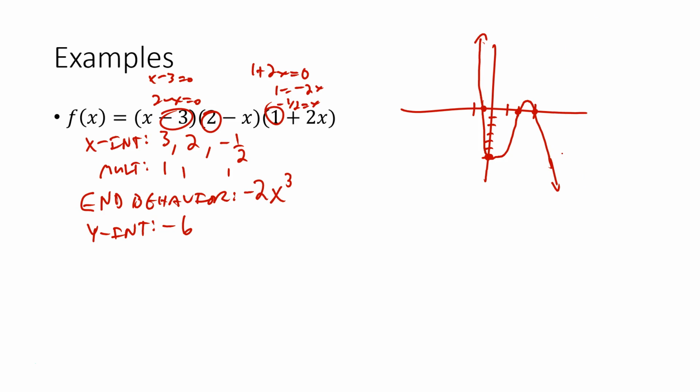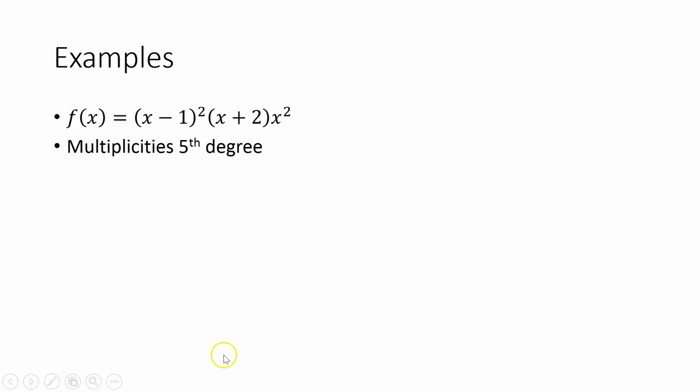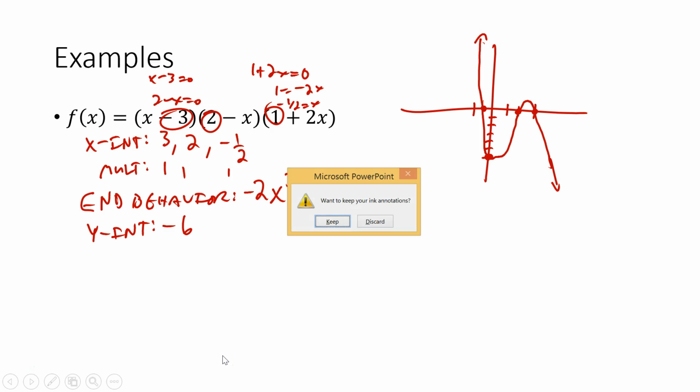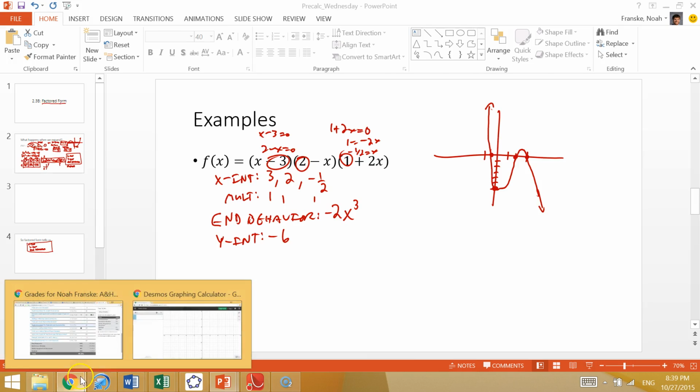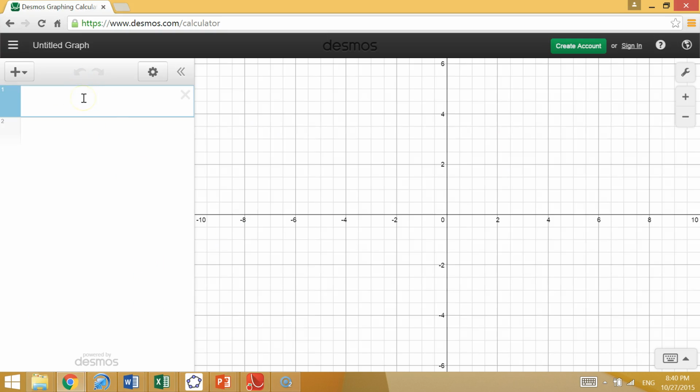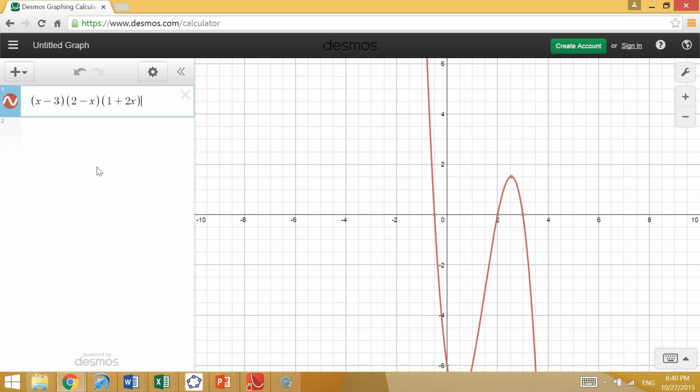So let's go over to Desmos, and let's type in our function, and we'll see how we did. So let's see what we had. We had x minus 3 times, I think it was 2 minus x. I like kind of watching the parabola here and how it comes up. And then we had, I think it was 1 plus 2x. So let's see how we did.